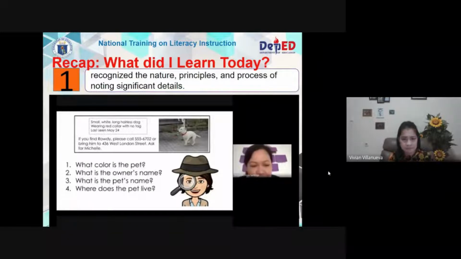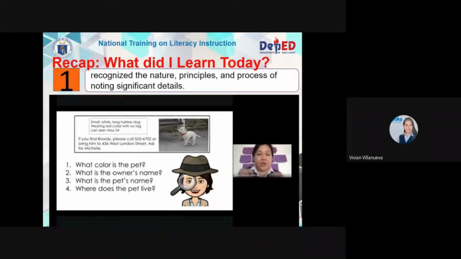What helped you, Callista? Because in the big box it says if you find Roddy, which is a dog, ask for Michelle. Oh, so the one in the picture was a lost dog, and you were able to connect that the missing dog is the pet of Michelle.